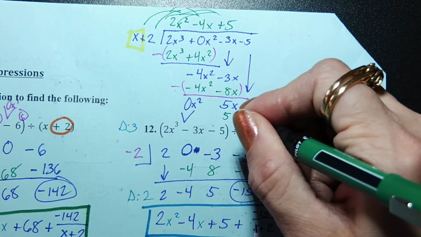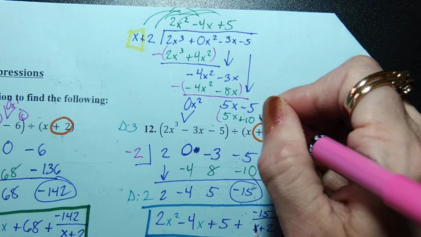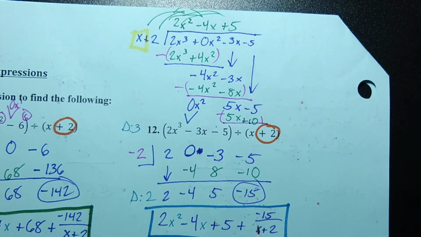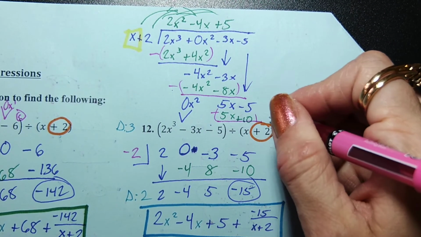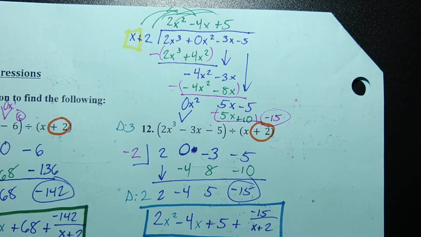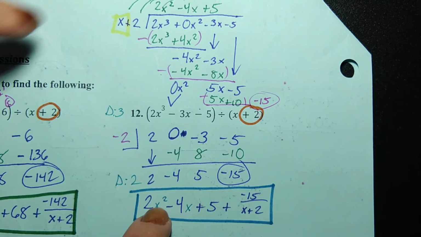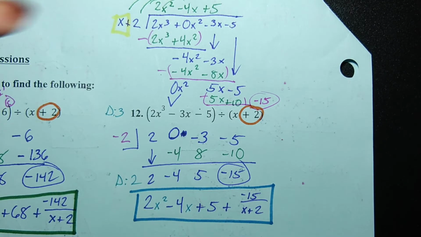So 5x plus 10. Enclose in parentheses and subtract. And again, be deliberate with that last step because sometimes students say the remainder is 5. What is our remainder? Negative 15. So then our final answer is going to be the same as what we got for synthetic: 2x squared minus 4x plus 5 plus negative 15 over the divisor.